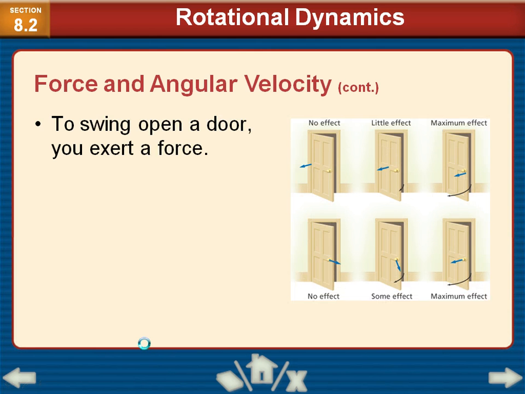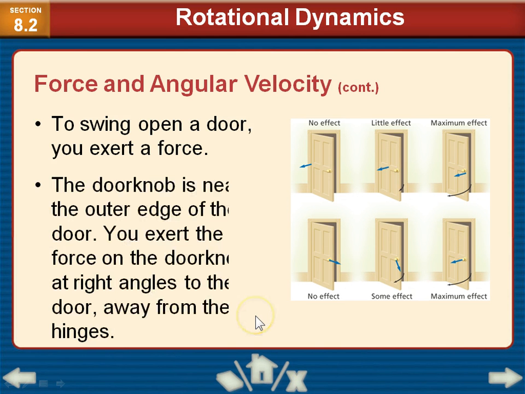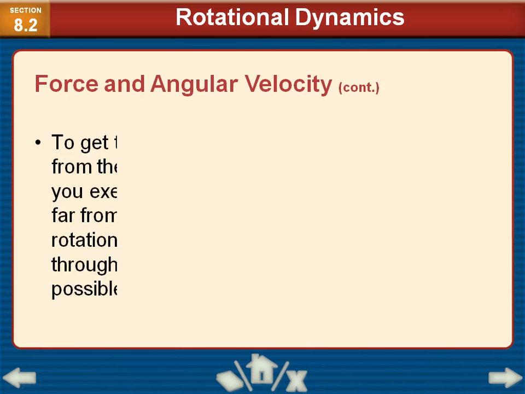So again, to swing the door open, you exert a force. We just talked about the various different places where you could push on this door. Obviously, the doorknob, which is near the outer edge of the door, if you exert force there at a right angle, that's going to be the most efficient way of opening or closing that door.